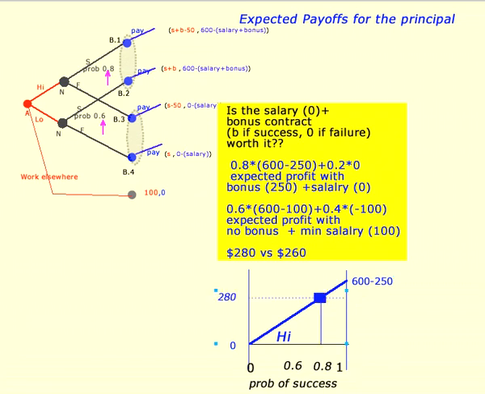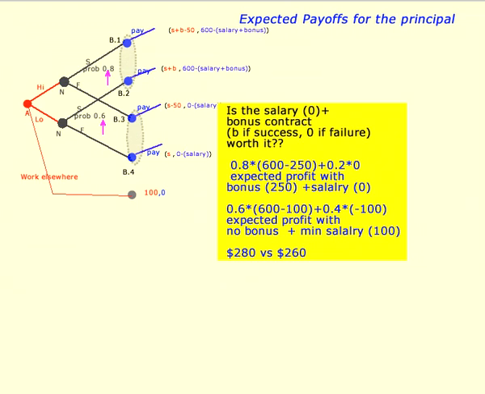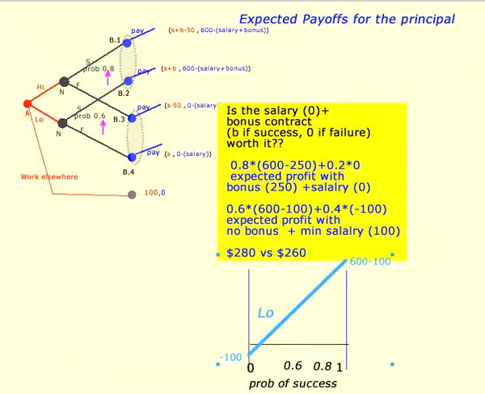Now, with high effort, the probability of success is 0.8, and so the probability weighted average of 0.8 on 350 and 0.2 on 0 is 280. Let's do the low effort situation.